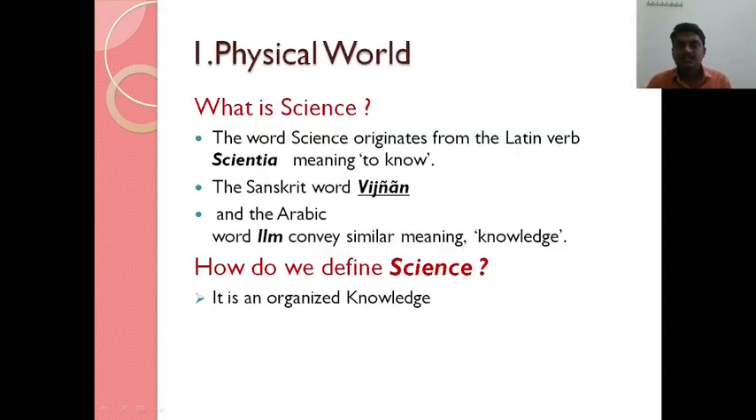Today we will discuss the first chapter from semester 1, that is, the physical world. Since physics is a branch of science, first we have to know what science is. The word science originated from the Latin verb scientia, which means to know, and it is similar to the Sanskrit word vignan and the Arabic word ilm, which convey similar meaning: knowledge.